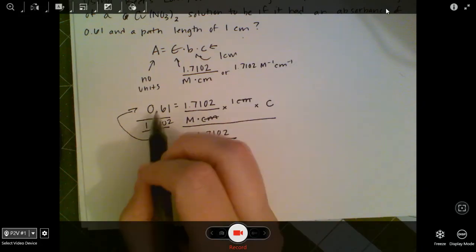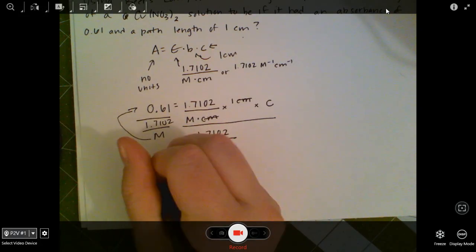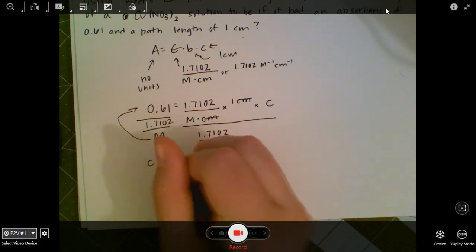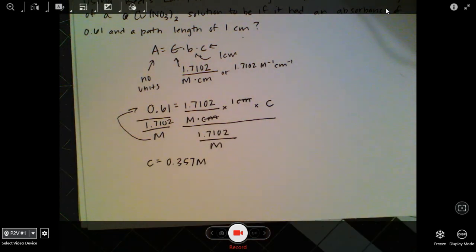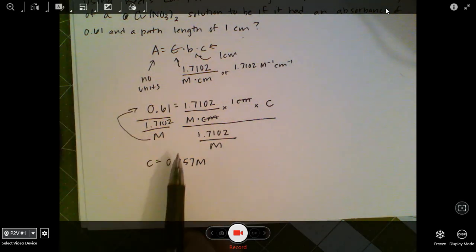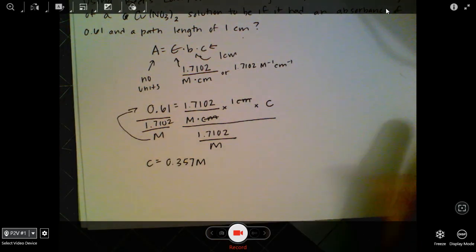So if I take this and divide the two of them, my concentration value ends up coming out to be 0.357 molar. So if you think about it, that kind of makes sense. If I have a higher absorbance, I'm going to have a higher molarity than I did in my previous problem.